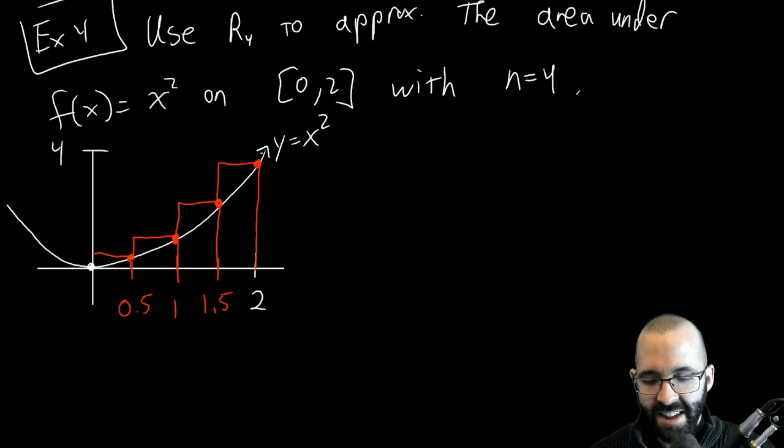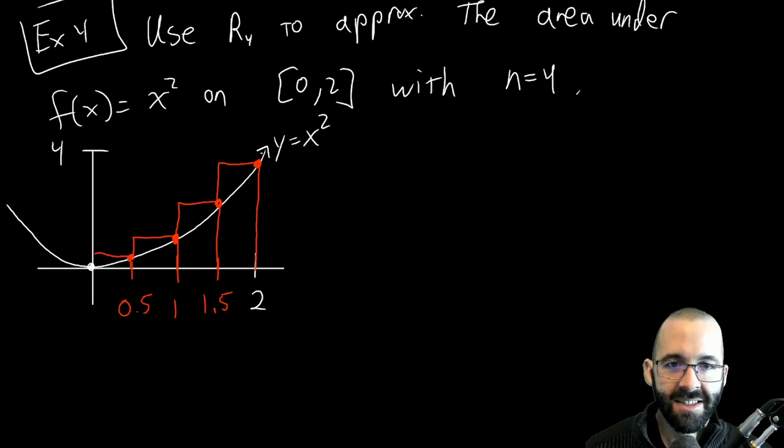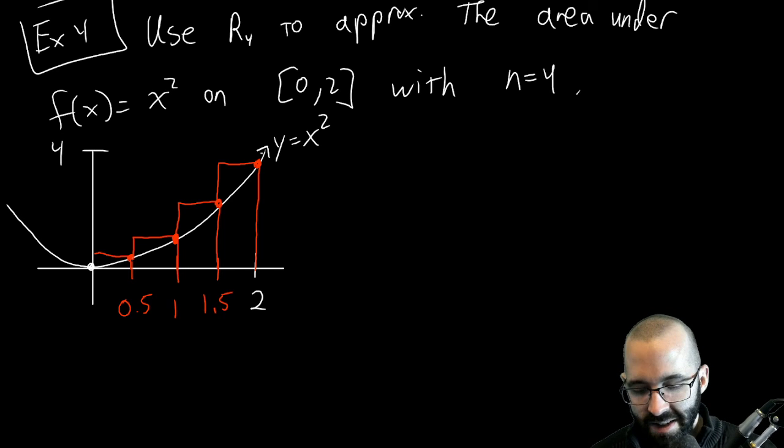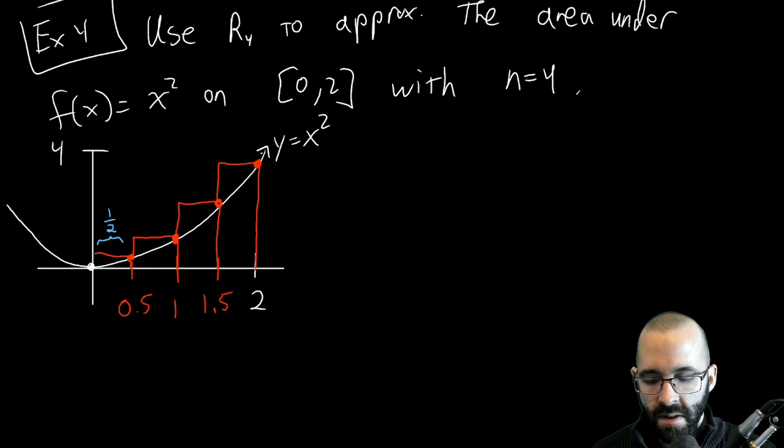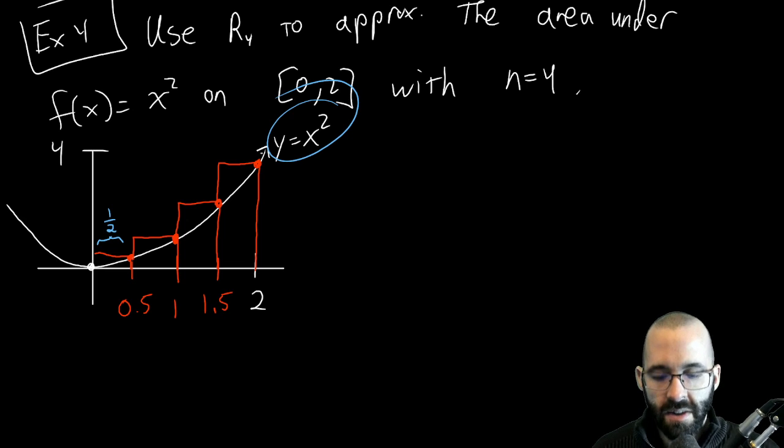So what's the width of each of these? What's the height of each of these? Find that out and we're done. So the width of all of them is just 1/2. And the height is just whatever function value is at that point. This is going to be, the height will be 1/2 squared. The height will be 1 squared. The height will be 1.5 squared, because the height is the function value.